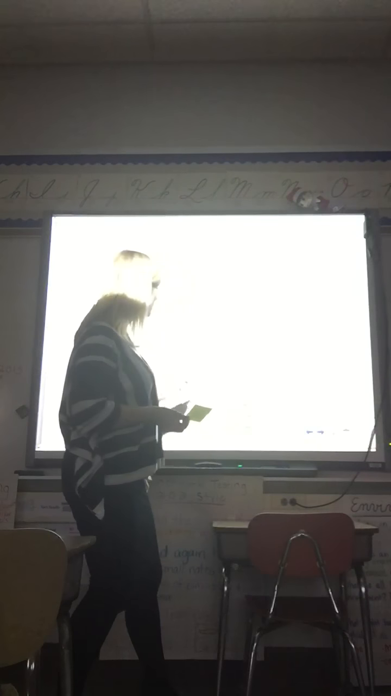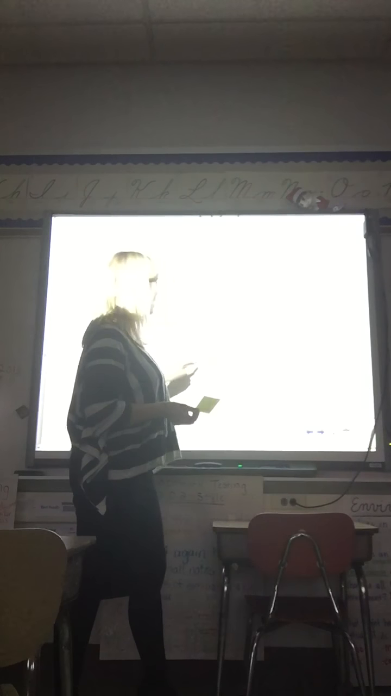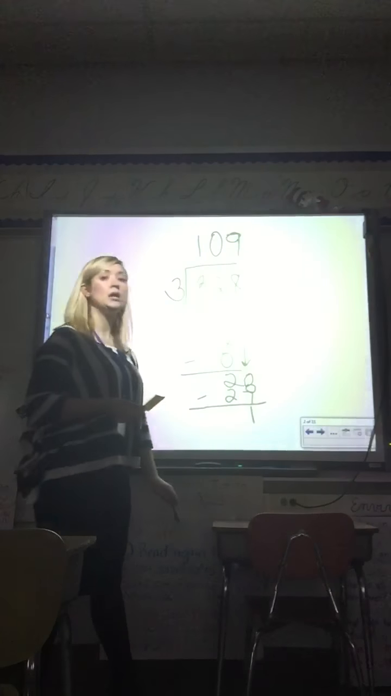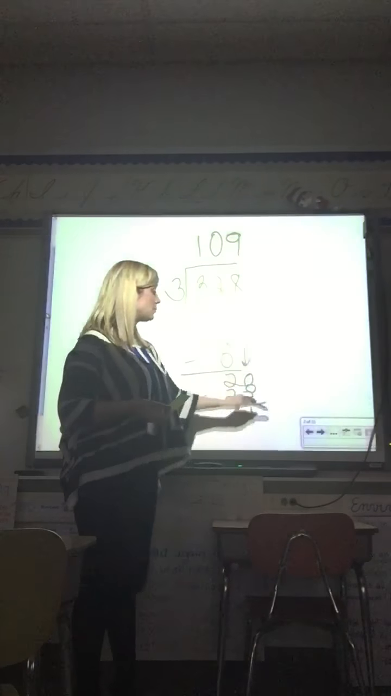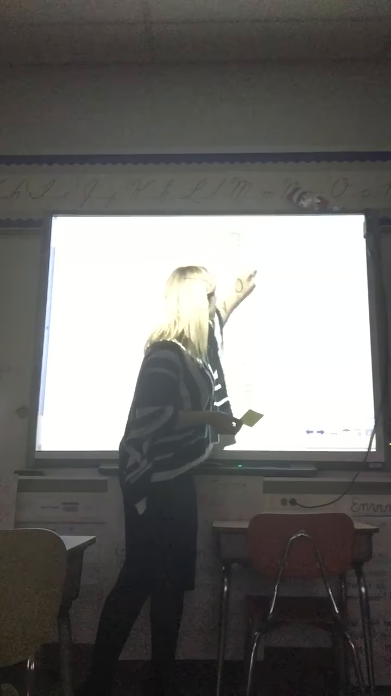3 times 9, 27 when you write the multiplication side. And the difference is 1. Remember, don't go too fast here. Say to yourself, can 3 go into 1? No, it cannot. Is there anything else to pull down? No, there's not. So my answer is 109, remainder 1.